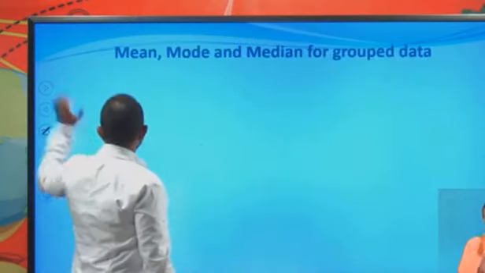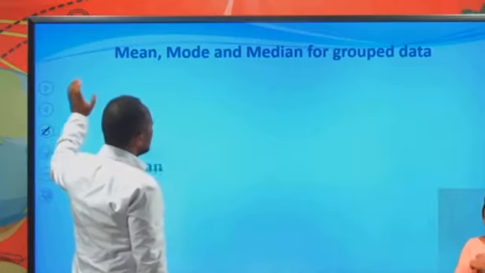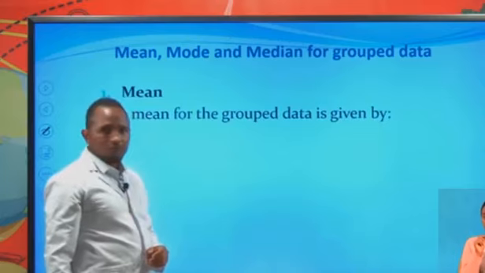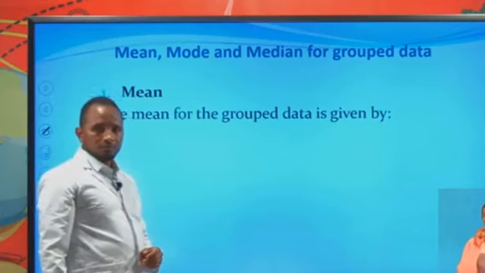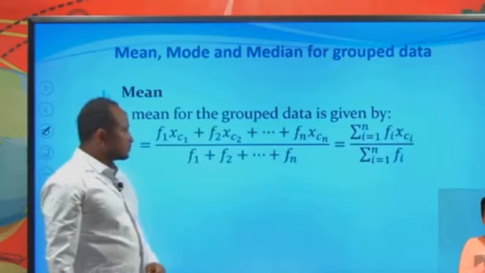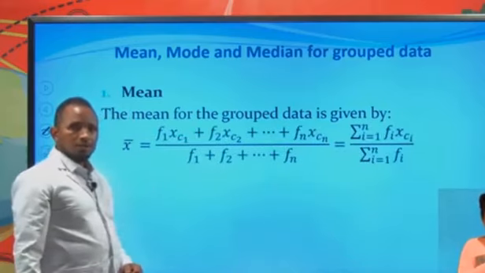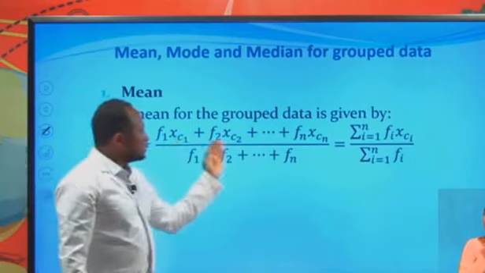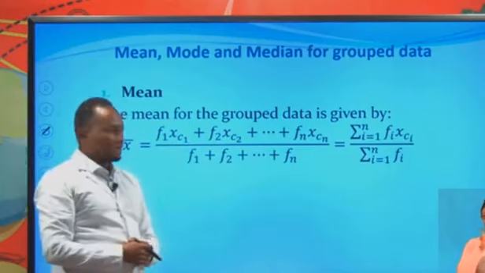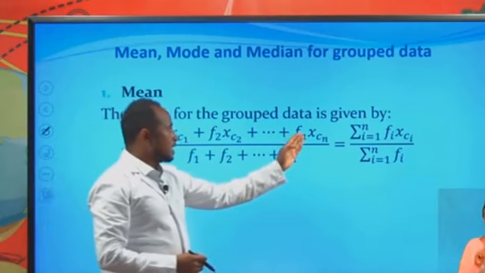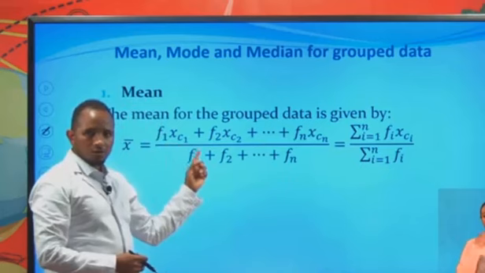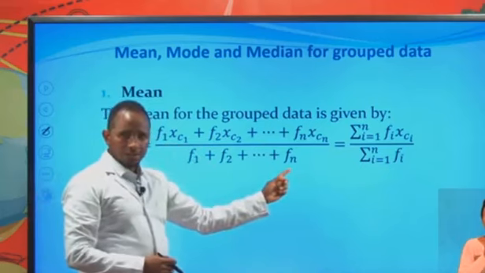Now let's continue. Let's see the mean, mode, and median for group data. For the group data, the mean is given by this formula: f1 times xc1, f2 times xc2, and so on up to fn times xcn, divided by the total number of data, or the sum of the frequencies.